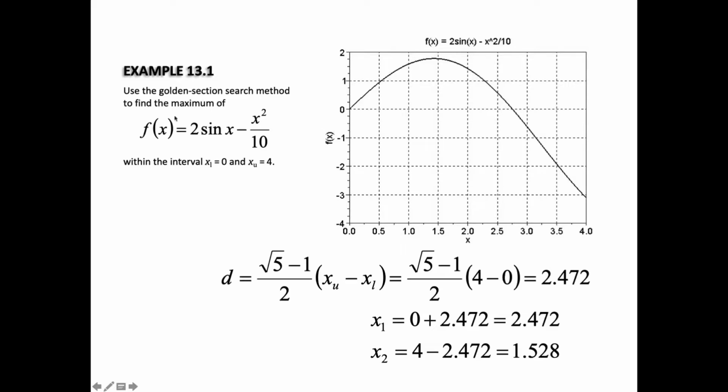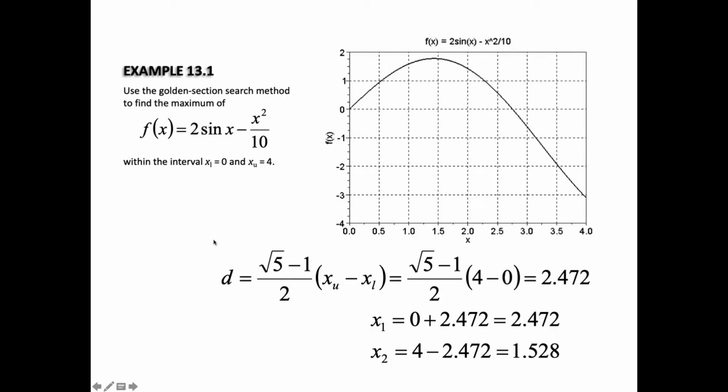Let's consider this example. We have the function f of x equal to 2 sine x minus x squared over 10, and we want to evaluate the optimum value of this function, or specifically the maximum value of this function. We begin by selecting the limits of our interval. We select the lower limit xl equals 0 and the upper limit xu equals 4.